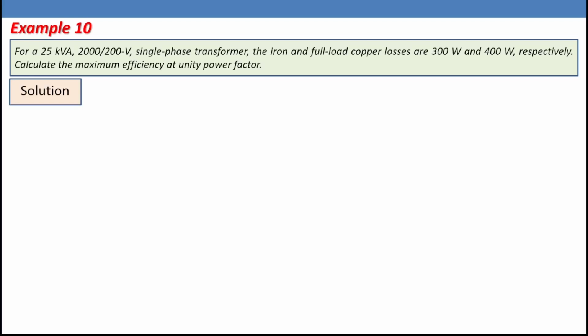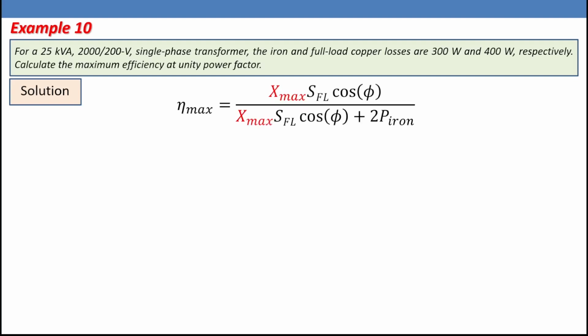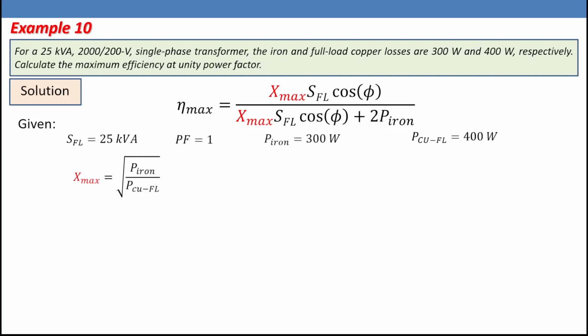Example. We are going to repeat example number 9, but this time we are going to calculate the maximum efficiency at unity power factor. So eta maximum equals x maximum S full load cosine phi over x maximum S full load cosine phi plus 2 P iron. We have the same given: 25 kilovolt ampere, power factor unity, P iron 300 watt, P copper at full load 400 watt. So x maximum equals root P iron over P copper at full load, root 300 over 400, 0.866, which is 86.6%.